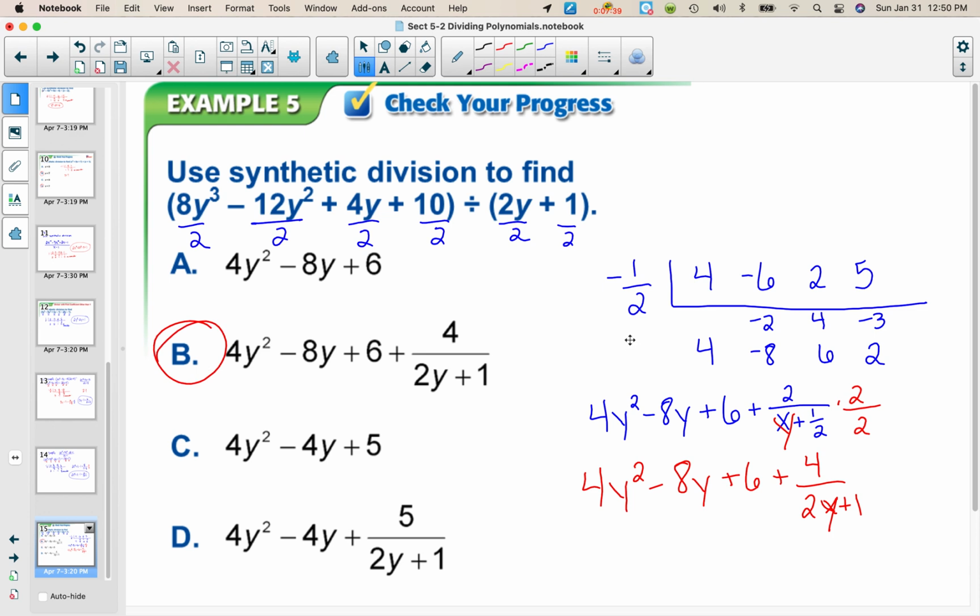Okay, so you're going to be doing some problems like this. Come back to the video and rewatch how to do those remainder problems, or you can look at some examples in your textbook.